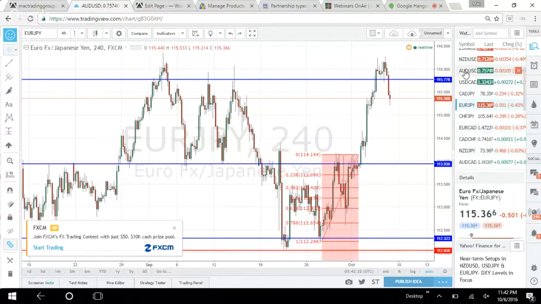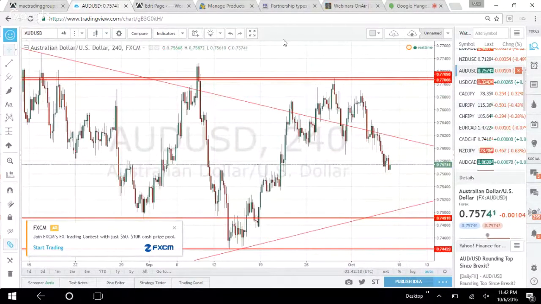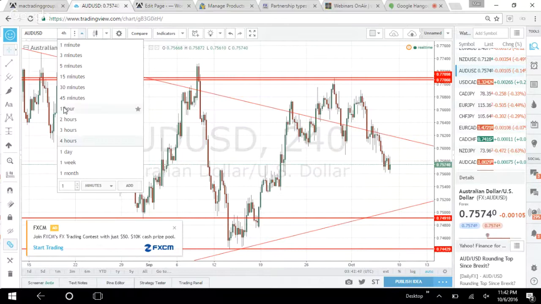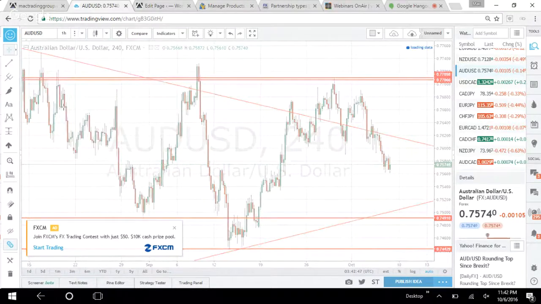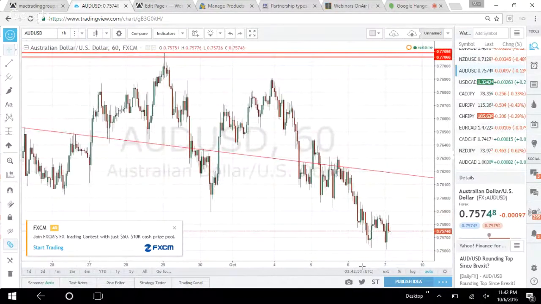AUD USD. All right. This thing's already been in a downtrend. You also want to be careful trading the London session, because you might not even get a lot of movement just because NFP is in the morning. All right, so if the US dollar is strong, AUD USD is going to drop.